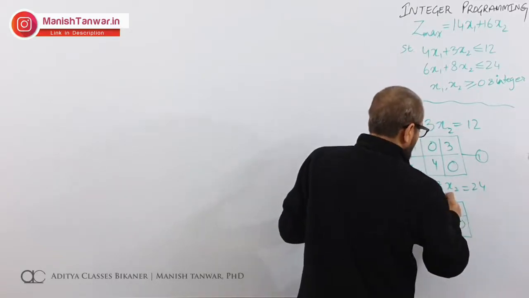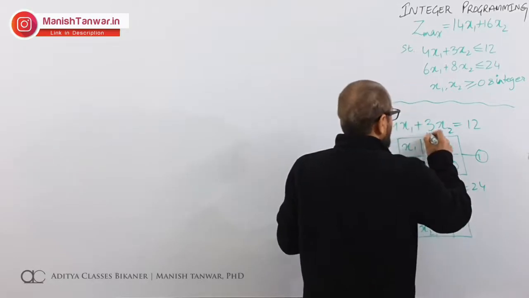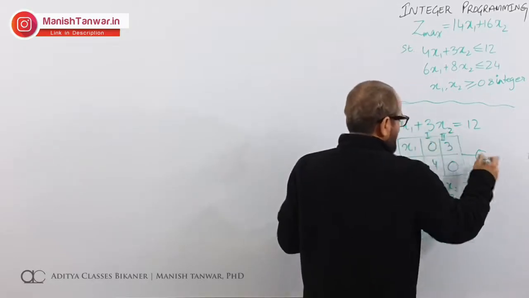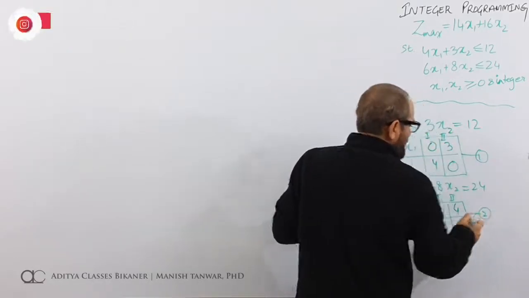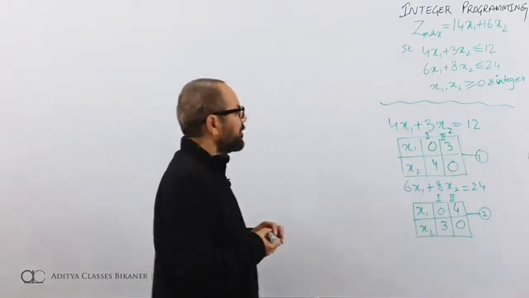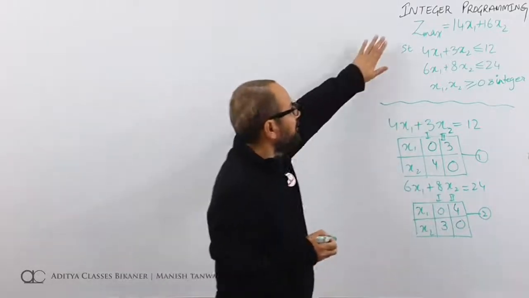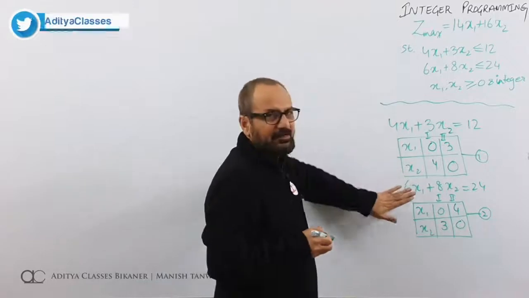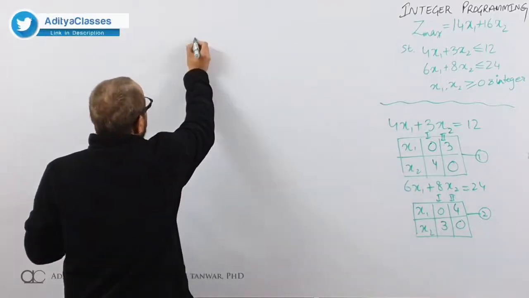So these are the first point and second point for the first constraint, and the first point and second point for the second constraint. This is what we have learned up till this point: how to solve a linear problem using the graphical method.